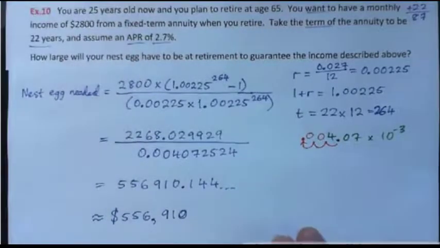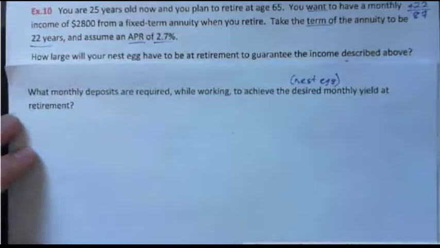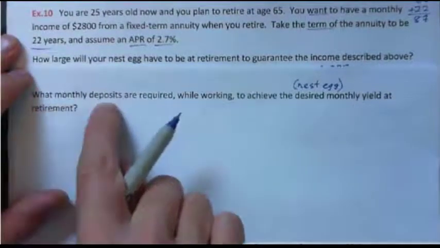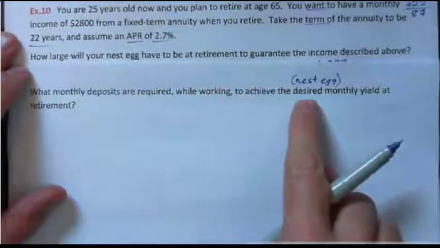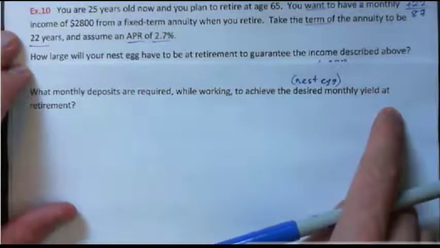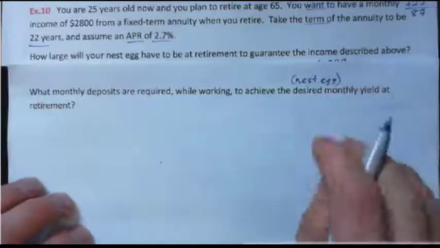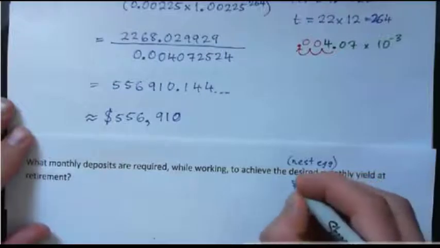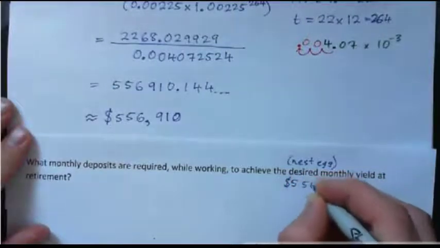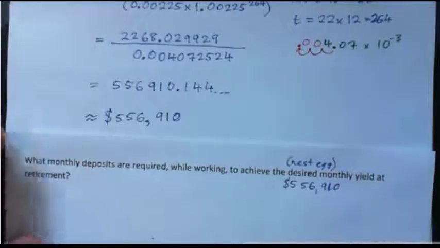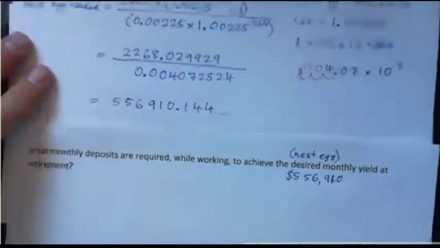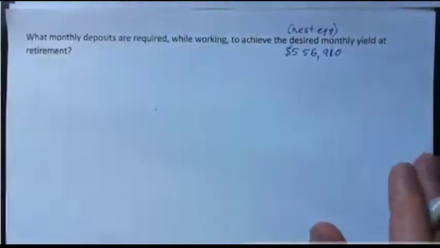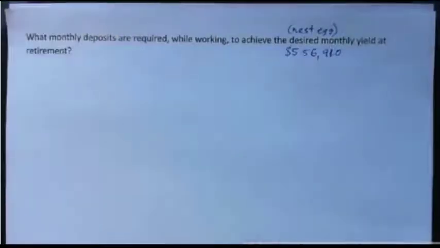Okay, so let's have a look at the next part of this question, and by all means you can press pause and try this yourself. What monthly deposits are required while working to achieve the desired monthly yield at retirement? In other words, to achieve this, you want to get $556,910. How much will you have to save each month, deposit each month while you're working to get that number? And what formula do you need to do that? Have you got it figured out? By all means, press pause and do it if you want to.